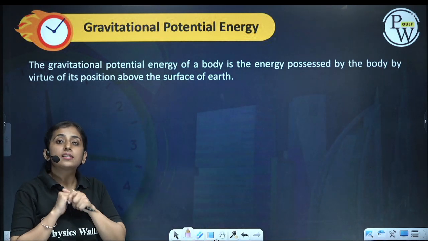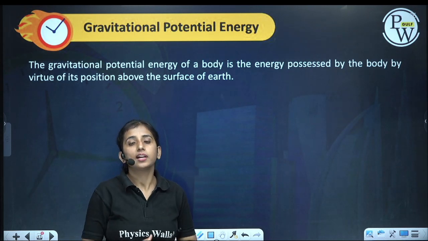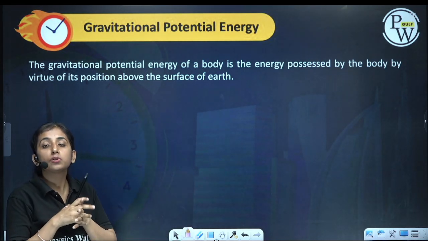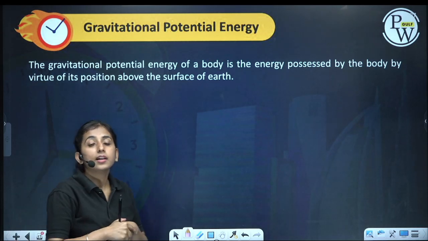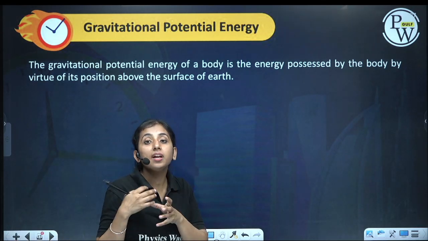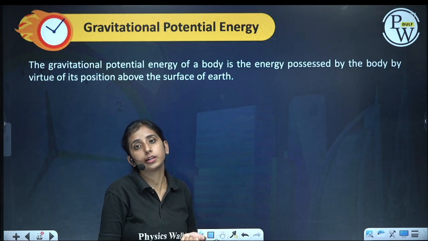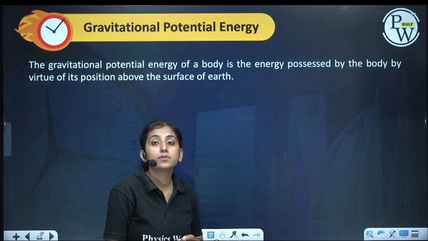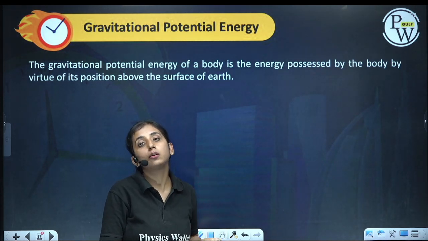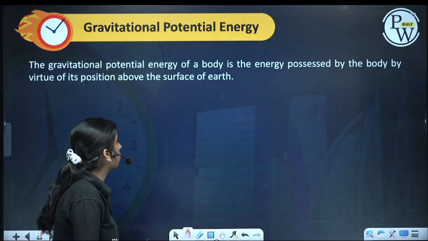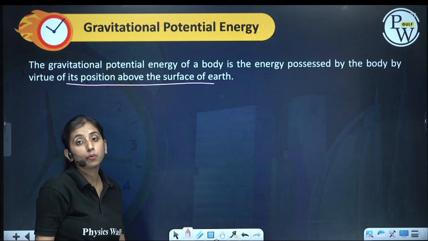How we place a body in the gravitational force of Earth is that, due to its position in this gravitational force field of Earth, it possesses some energy. That energy is called gravitational potential energy. The energy which is possessed due to its position in the gravitational force field of the Earth, so energy possessed by virtue of its position above the surface of Earth.